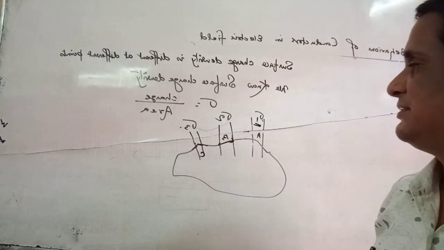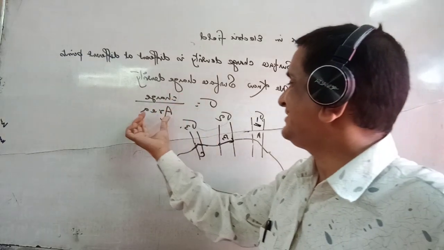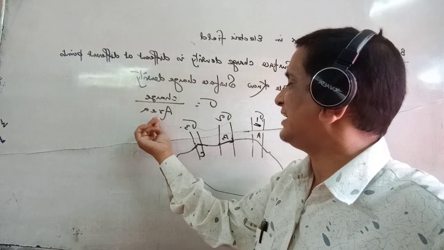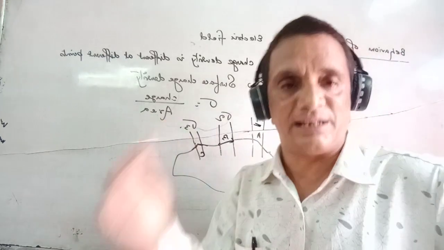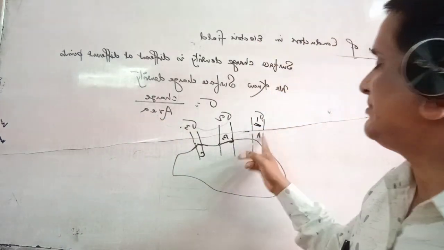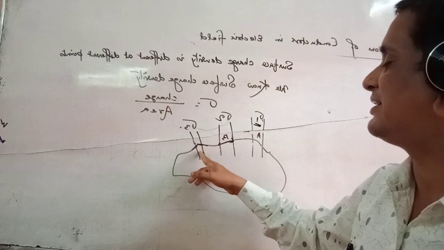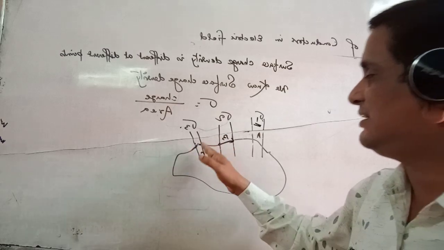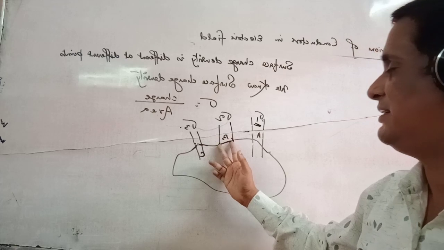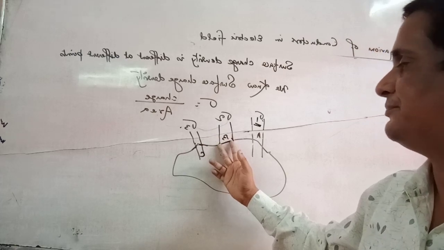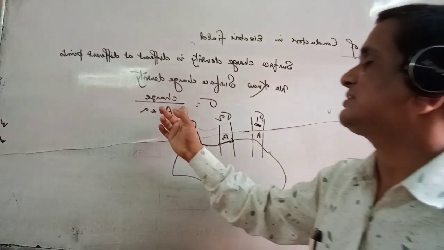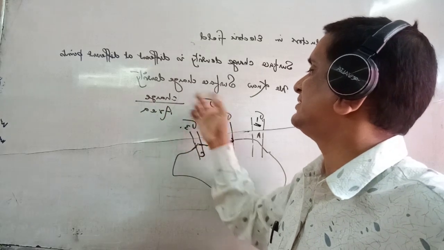At this point, you see, as the area is in the denominator, if the area is less, then what will happen? Charge density will increase. So, maximum charge density is where? At the point C, and there the area is less. But here it is minimum, because the area is more. Because mainly the surface charge density depends upon the area.